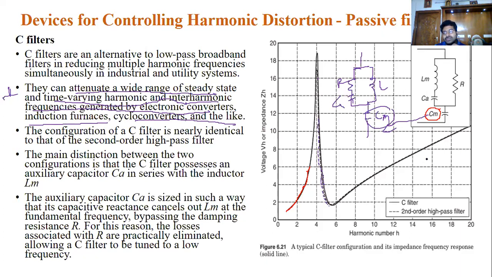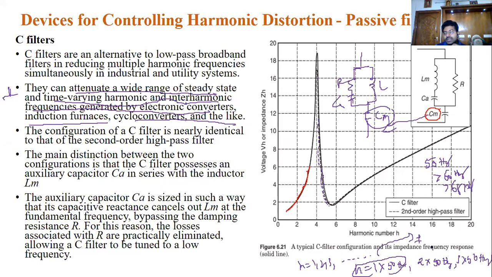Suppose the fundamental frequency is 50 hertz. Above that are frequencies like 60 hertz or 65 hertz, in between the orders. So h equals 1, 2, 3 and so on. This is the order of the harmonics. h equal to 1 is 1 into 50 hertz, then 2 into 50 hertz, 3 into 50 hertz and so on. This is the fundamental.